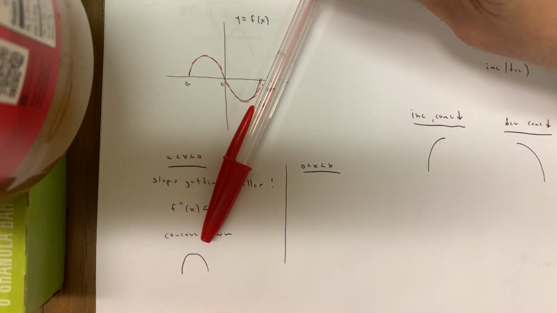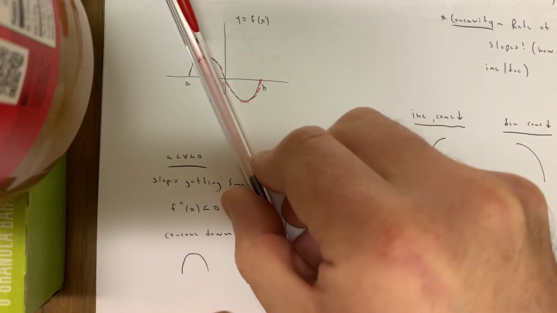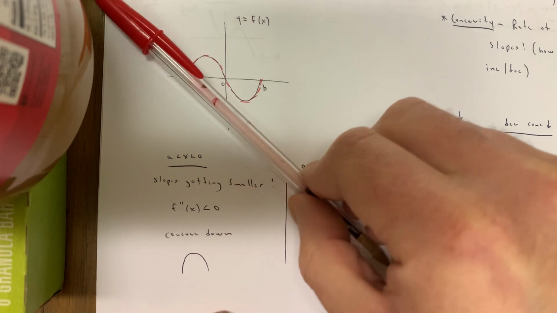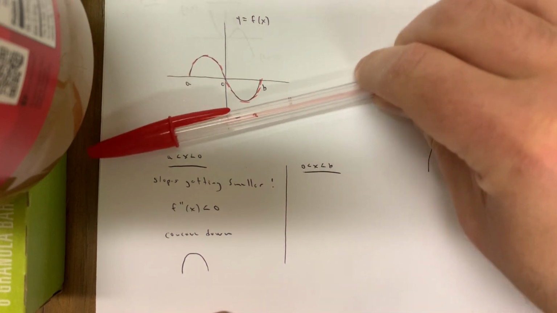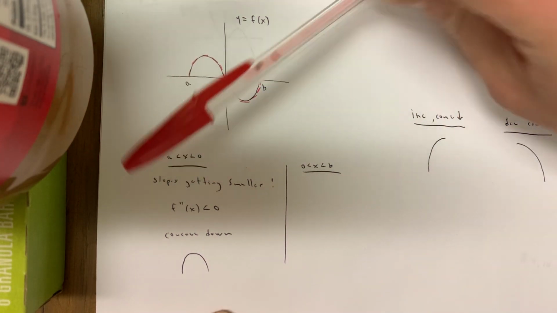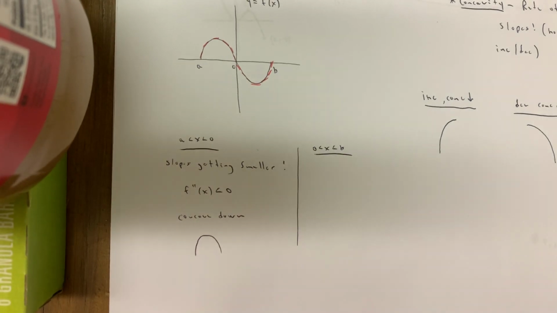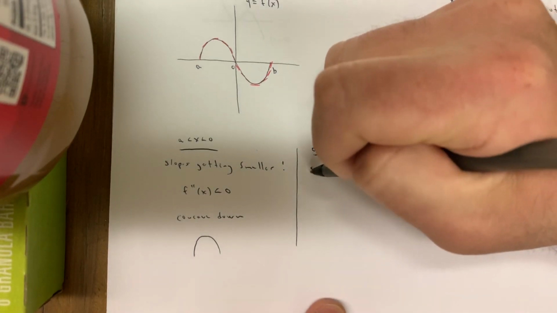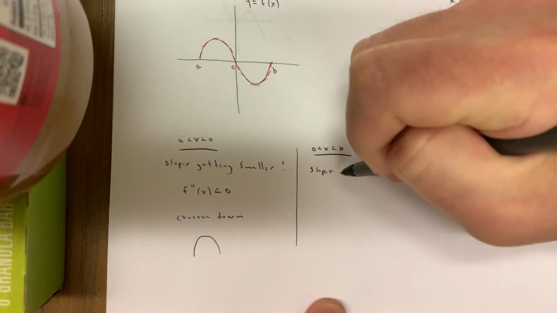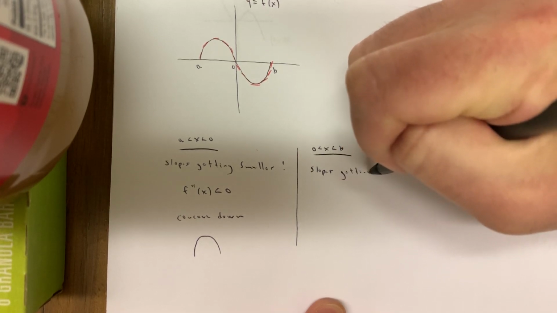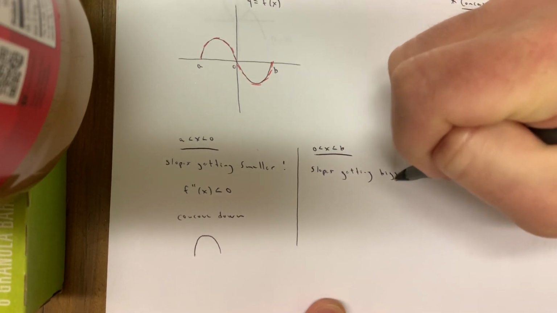And if I'm describing a number to you, I'm like, hey, that number starts out negative, then it gets less negative, 0, positive, more positive, more positive, more positive. That means that number is getting bigger, okay? So between 0 and b, the slopes of the function f are getting bigger. Slopes getting bigger.